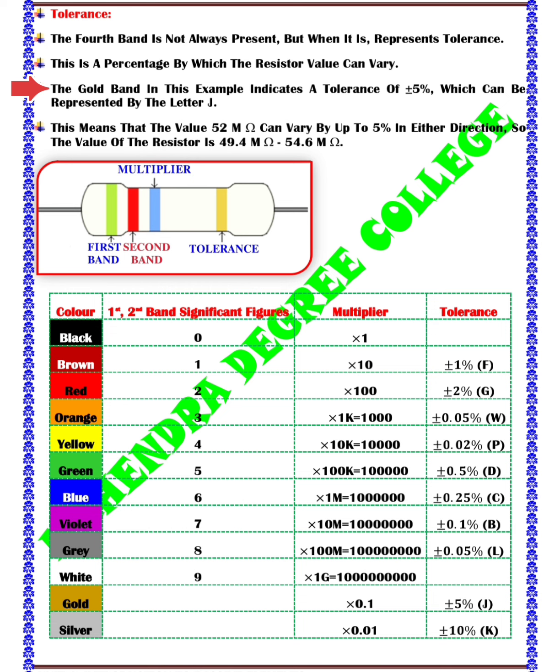This plus or minus 5% tolerance is often represented by the letter J. For example, a resistor with a value of 52 megaohms and a gold band would have a range of acceptable values between 49.4 megaohms and 54.6 megaohms.